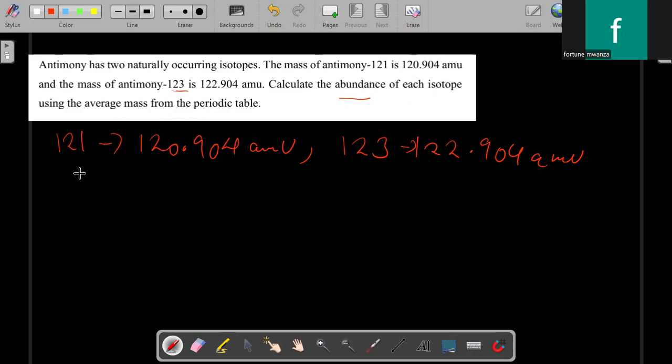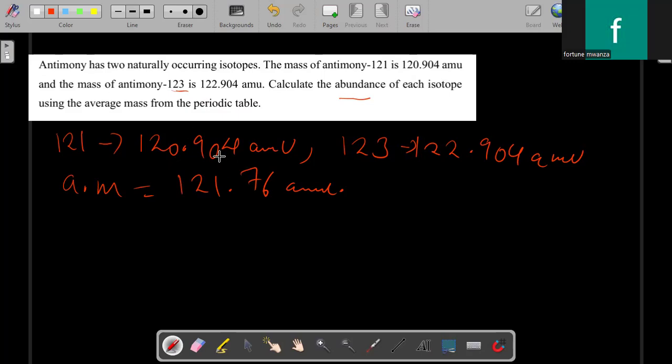You know the average mass for antimony from the periodic table. The average mass is 121.76 atomic mass units. This is the average atomic mass number for antimony if you check your periodic table. Now we are being asked to calculate the percentage abundance of these two isotopes, having been given this data.